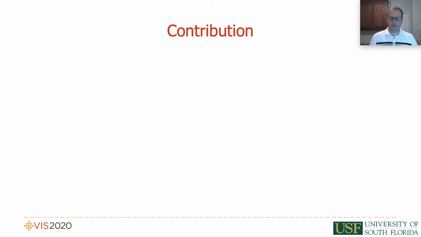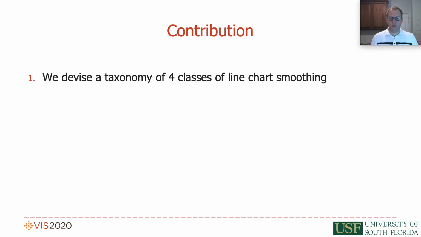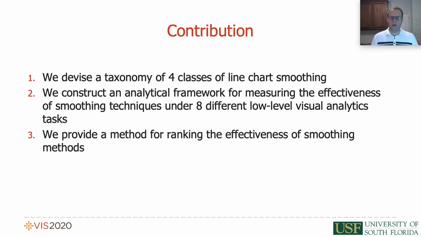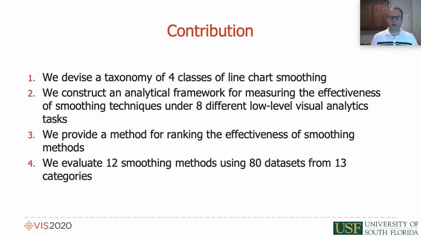This work has the following contributions. First, we devise a taxonomy of 4 classes of line chart smoothing. I won't be discussing this taxonomy today, so please see our paper for details. Second, we construct an analytical framework for measuring the effectiveness of smoothing techniques under 8 different low-level visual analytics tasks. Third, we provide a method for ranking the effectiveness of various smoothing methods. And finally, we evaluate 12 smoothing methods across 80 datasets from 13 different categories.